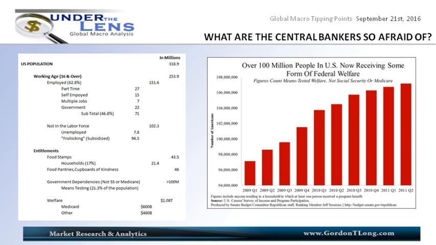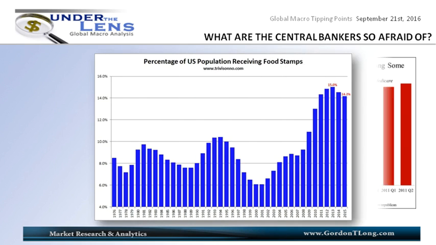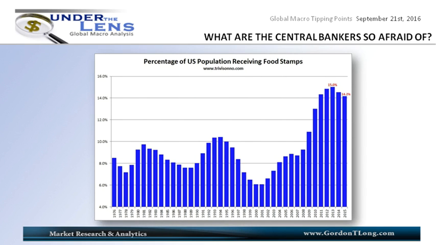We have 43.5 million people on food stamps, which is 17% of households, or 21.5 million households. But we actually have other areas such as food pantries, cupboards of kindness, etc., that are delivering 46 million meals on a daily basis to this number of people. Government dependencies, which don't include Social Security and Medicare, which is looming large, is over 100 million people.